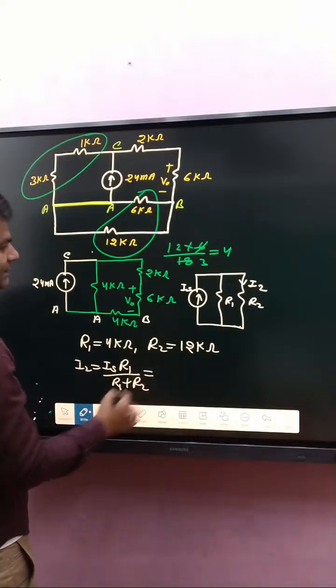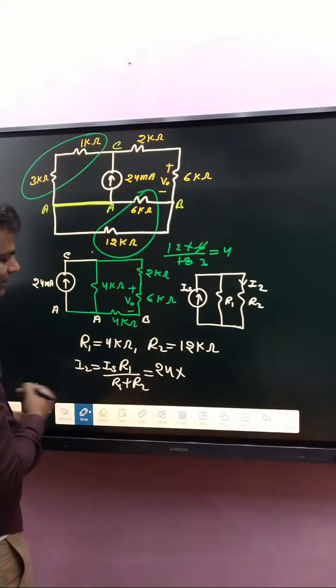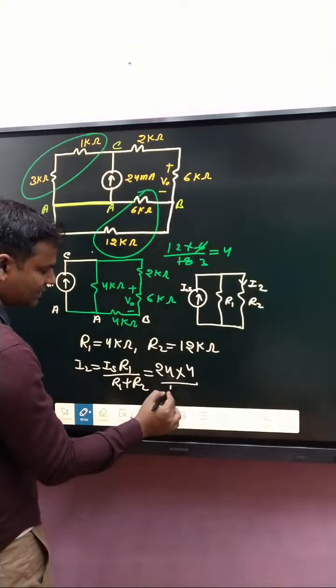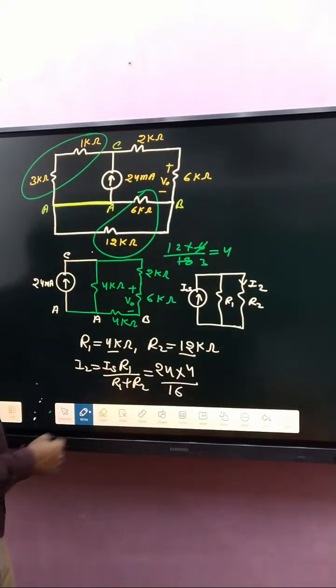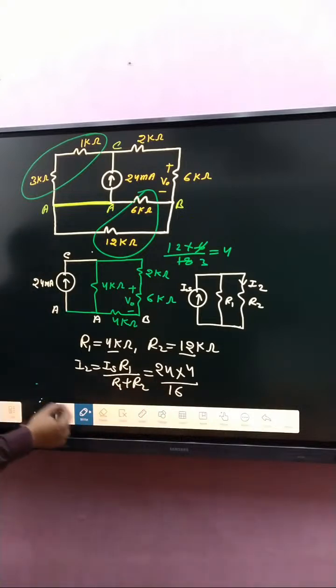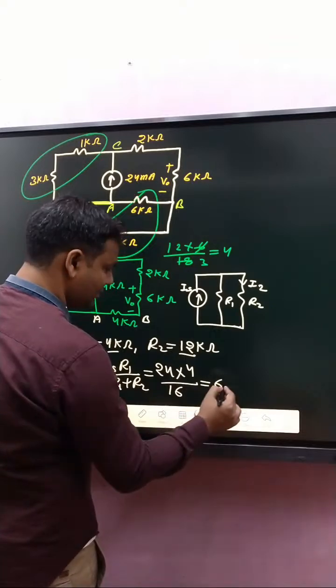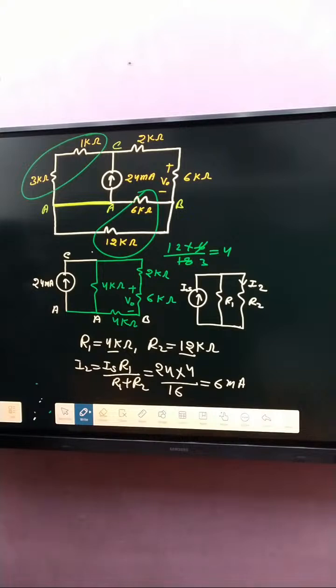What about IS? IS is 24. And what about R1? 4 divided by the sum of these two, 4 plus 12, that is 16. Okay, 4 fours are 16, 4 sixes are 24, that is 6 milliampere. Because resistance is in kilo ohm and voltage in volt, that's why that is 6 milliampere.